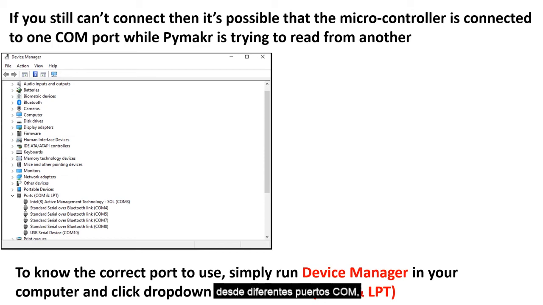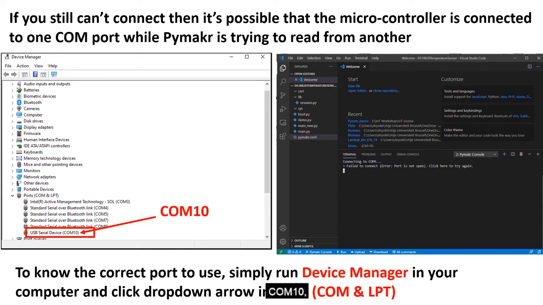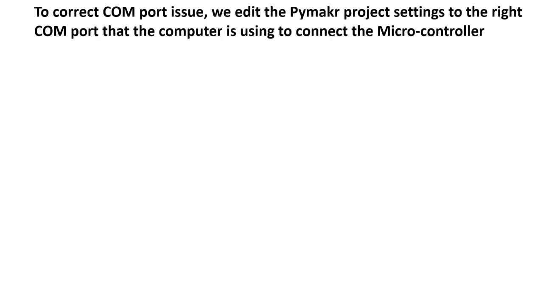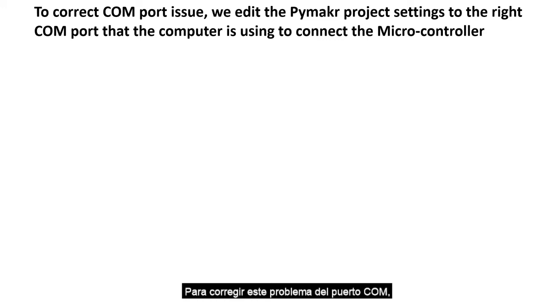To be able to know if they're reading from different COM ports, you simply go to the device manager and then click the drop-down menu as indicated to be able to see. And from here we can see that the microcontroller is connected to COM 10, while the console was trying to connect to COM 9 as indicated here. To correct this COM port issue, we will need to edit the PyMaker project settings to the right COM port that the computer is using to connect to the microcontroller.